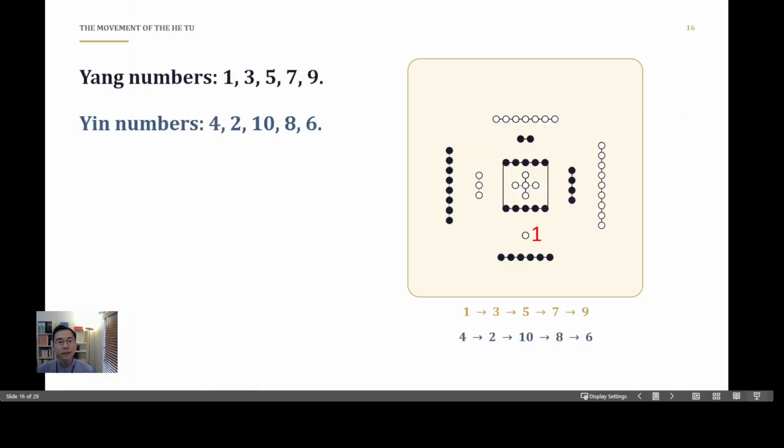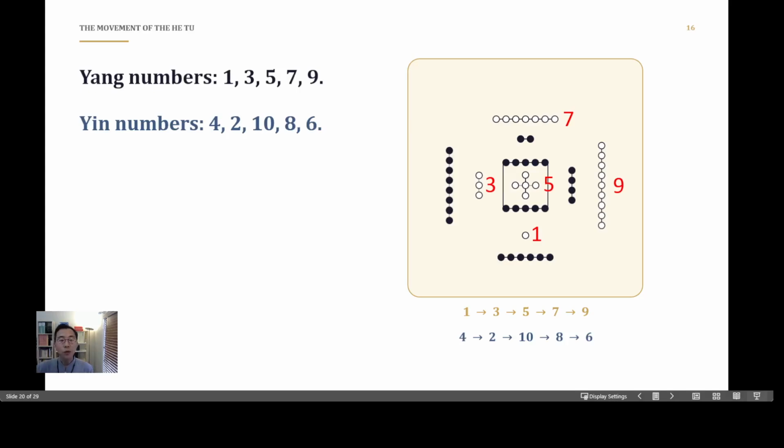After we understand those dots represent numbers, and the white dot represents heaven, we need to know the relationship between those numbers. Number 1 is on the north side. Next one will be 3. It's on the east side. Next is in the middle. The center is 5. Next one is 7. Final one is 9. 1, 3, 5, 7, 9 represents the Yang. So 9 means the max.